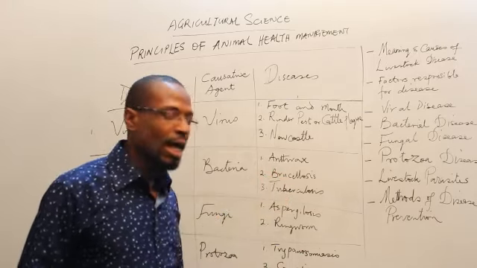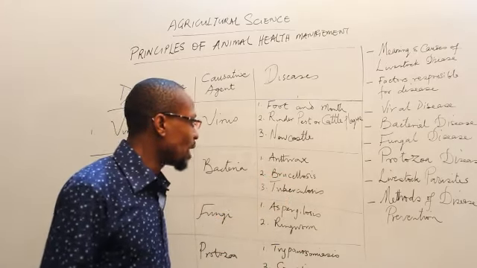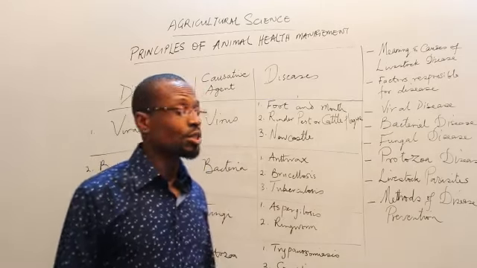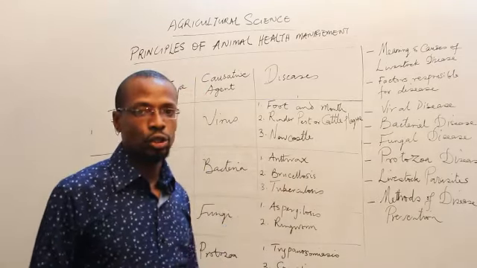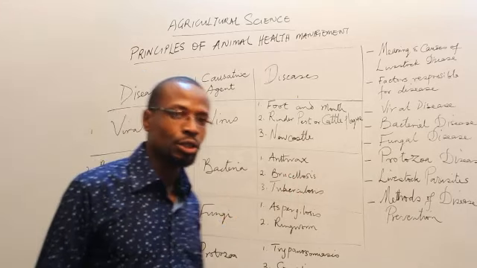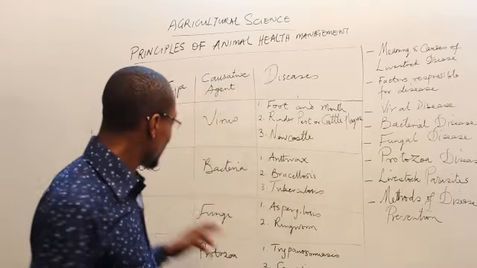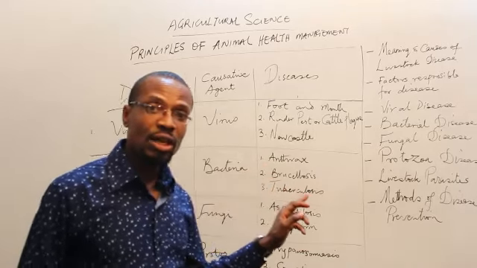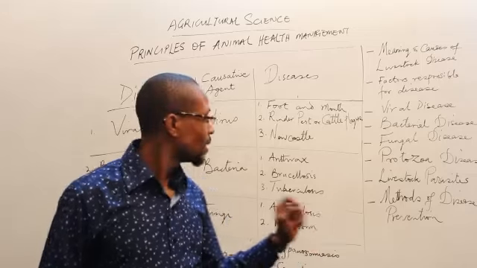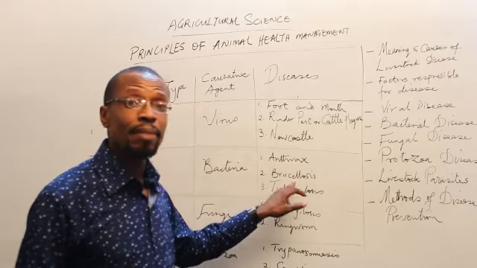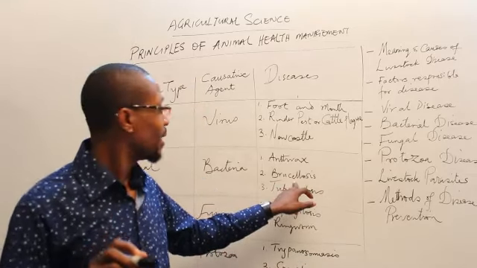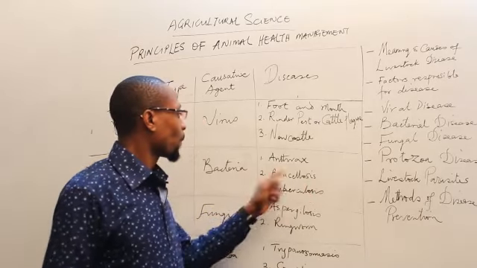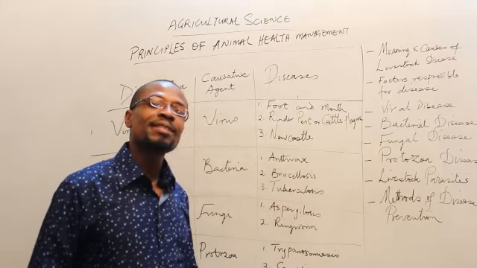The next on our list is brucellosis. Yes, another word for brucellosis is contagious abortion. It is caused by the bacteria Brucella abortus. Now, what is the basic symptom here?